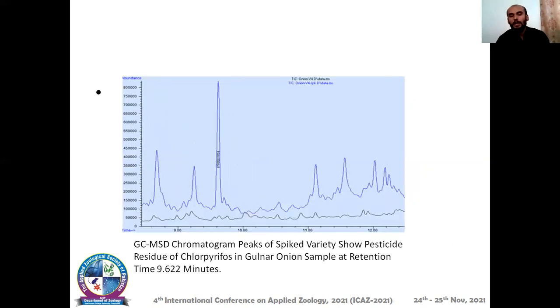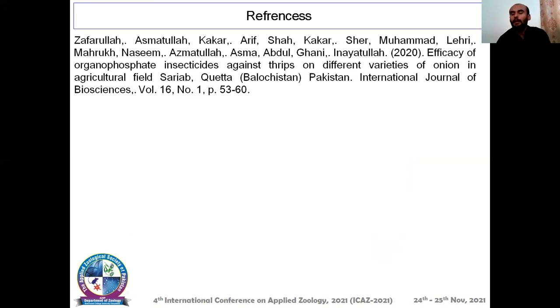To check whether the chlorpyrifos technique is corrected and validated or not, we spiked the Gulnar variety with chlorpyrifos. Then at 9.66622 retention time, the graph showed the chlorpyrifos residue. It means the system was validated, but there was no residue in the samples.